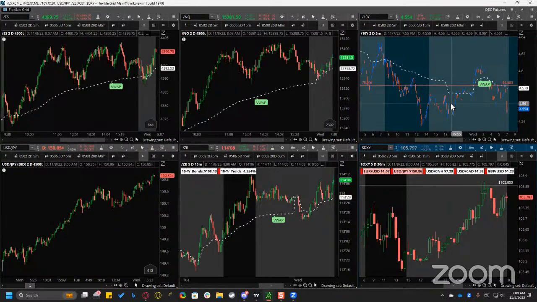And we are going to start to see this disconnect widen. It's going to be one day at a time. All eyes on Powell. Everybody be careful, be safe.